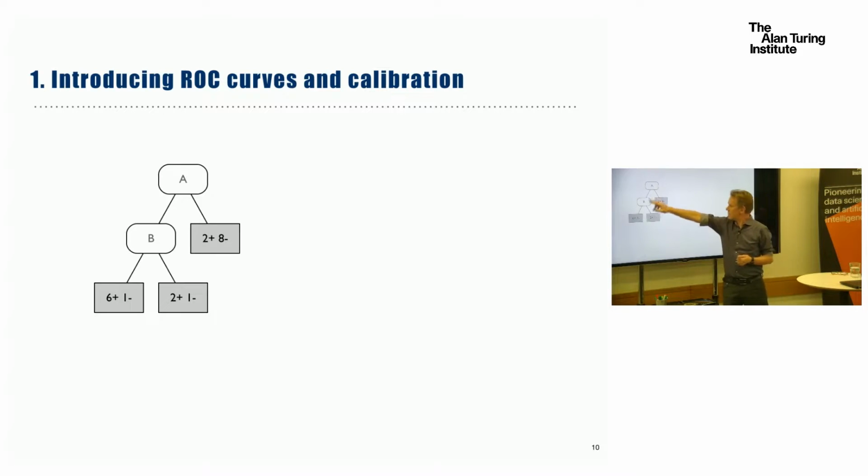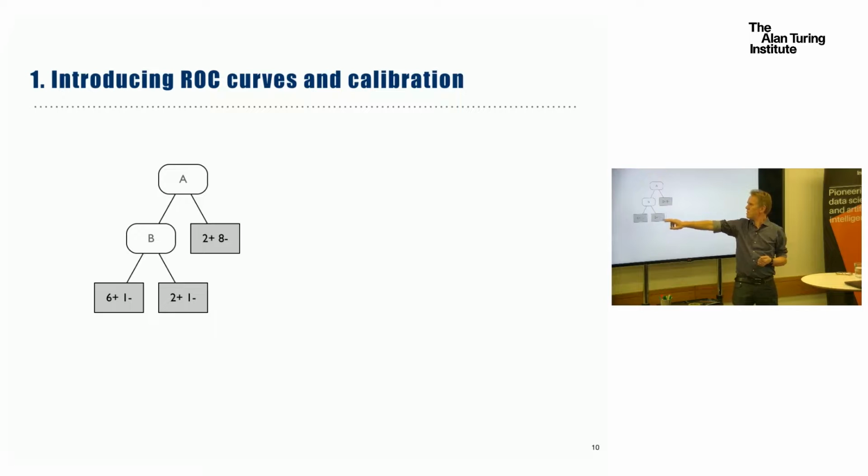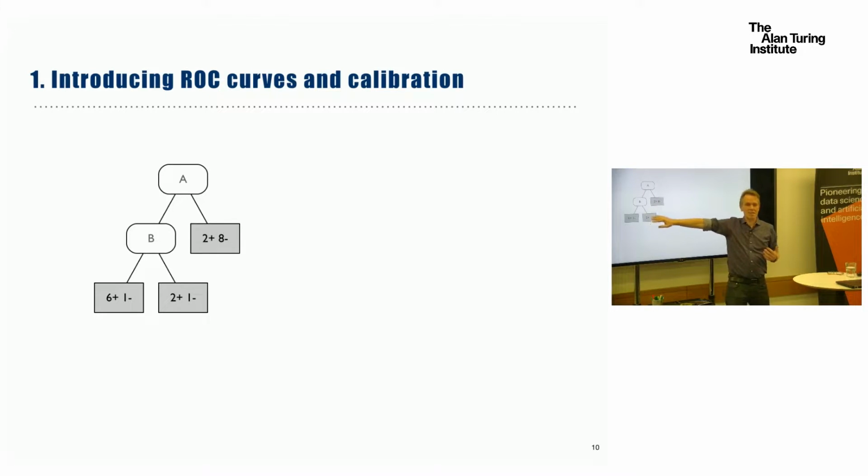Yeah, so in this case, we have 6 positives, 1 negative. Here we have 2 positives, 1 negative. Here we have 2 positives and 8 negatives. So now what could we do with this? What decisions would we take in these leaves?